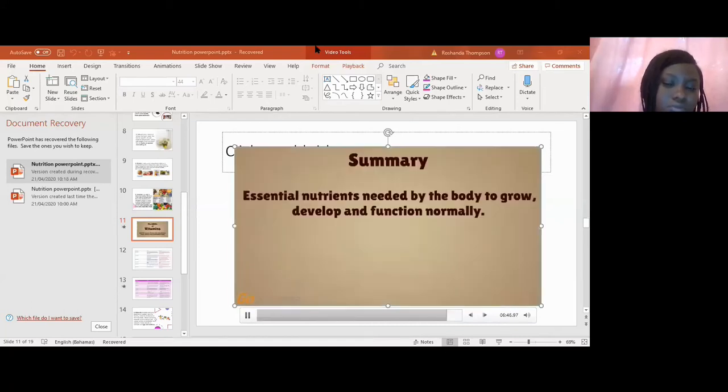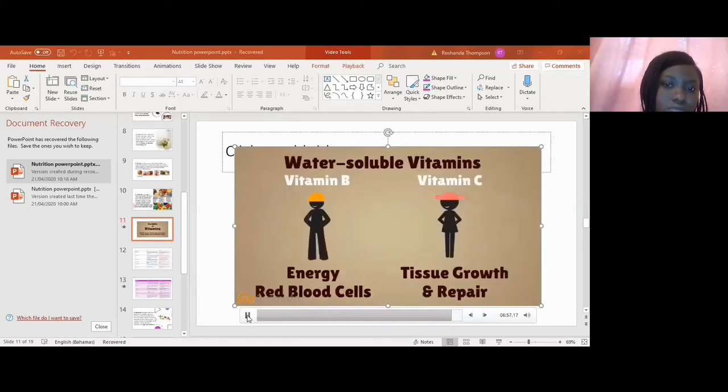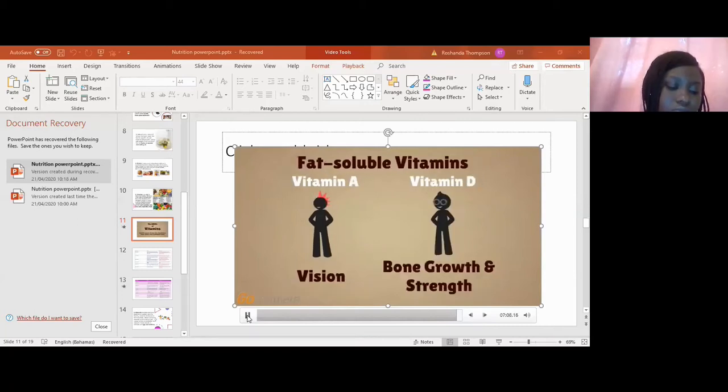Vitamins are essential nutrients needed by the body to grow, develop, and function normally. The two types of vitamins are fat-soluble and water-soluble vitamins. We discussed two water-soluble vitamins, vitamin B, involved in the production of energy and red blood cells, and vitamin C, which is associated with tissue growth and repair. We also discussed two fat-soluble vitamins, vitamin A, which plays a role in vision, and vitamin D, which is involved in bone growth and strength.